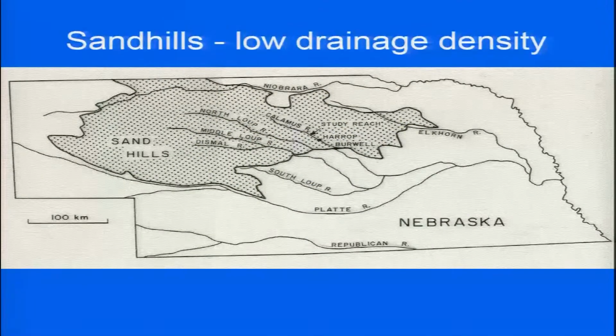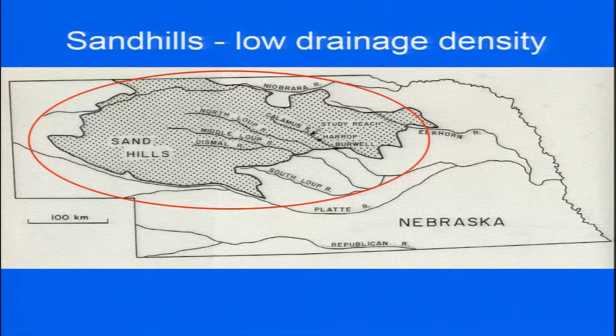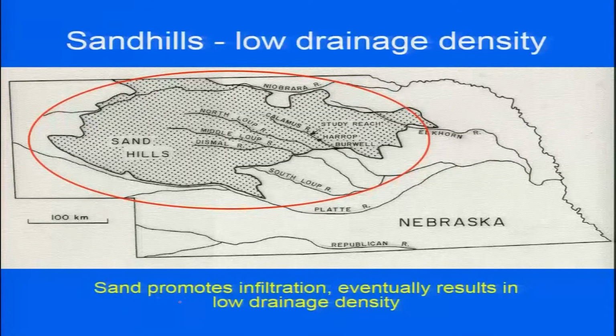For example, if you take this basin which has been shown here, this portion is mostly a sandy area. Sand is more porous, so the area does not allow much runoff because the water percolates down and you have a smaller amount of water seen in the channel, whereas in this region, which has less porosity, you will have more drainage density. So, sand promotes infiltration, eventually resulting in low drainage density.